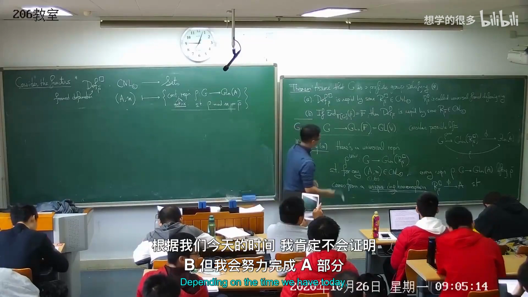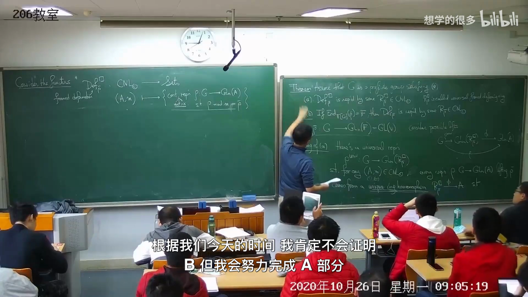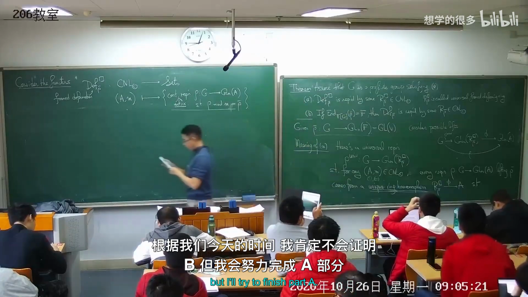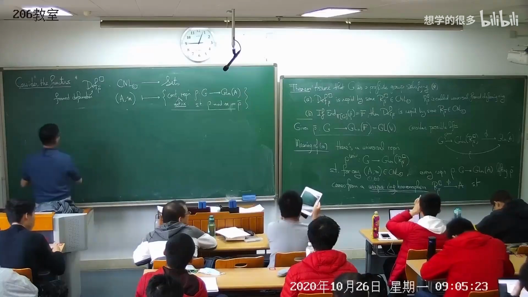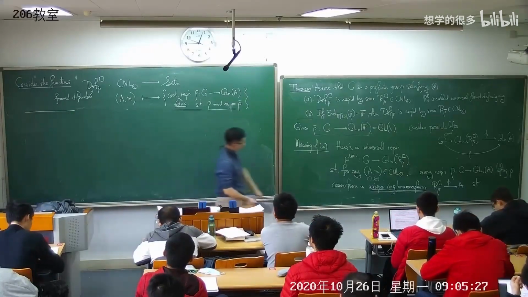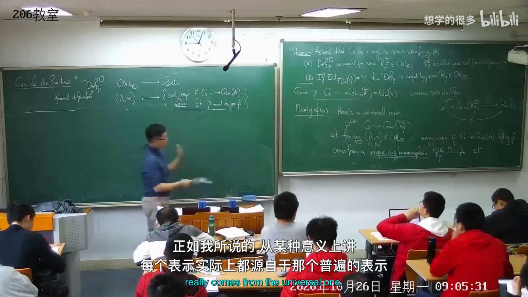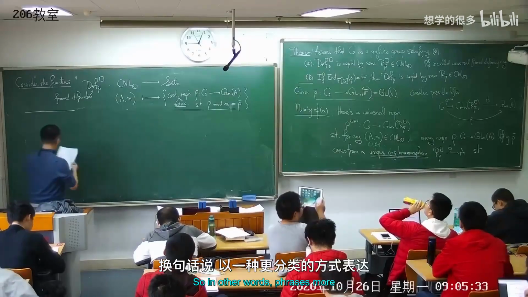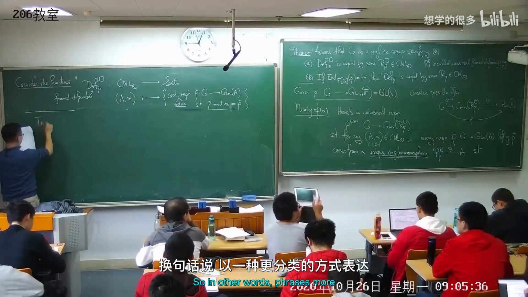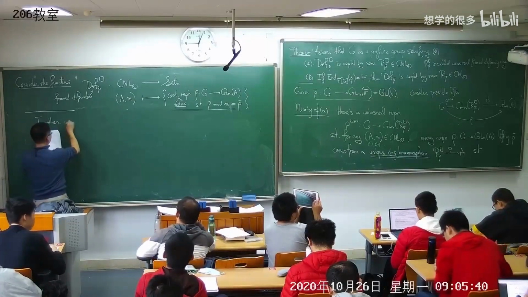Depending on the time we have today, I definitely will not prove B, but I'll try to finish part A. That's the goal. Okay. As I said, the meaning is that every representation really comes from the universal one. So in other words, let's phrase this in a more categorical language.